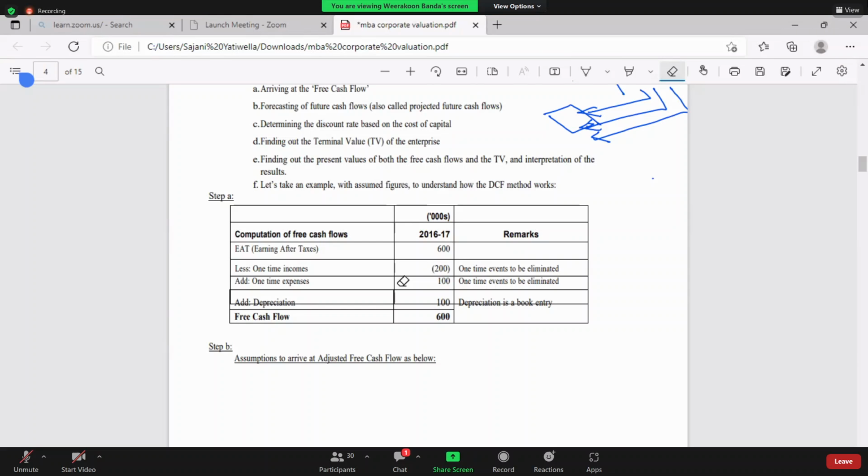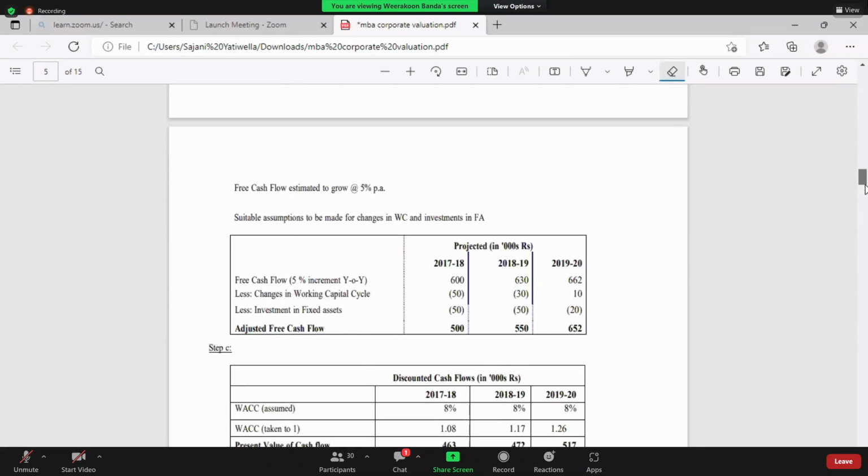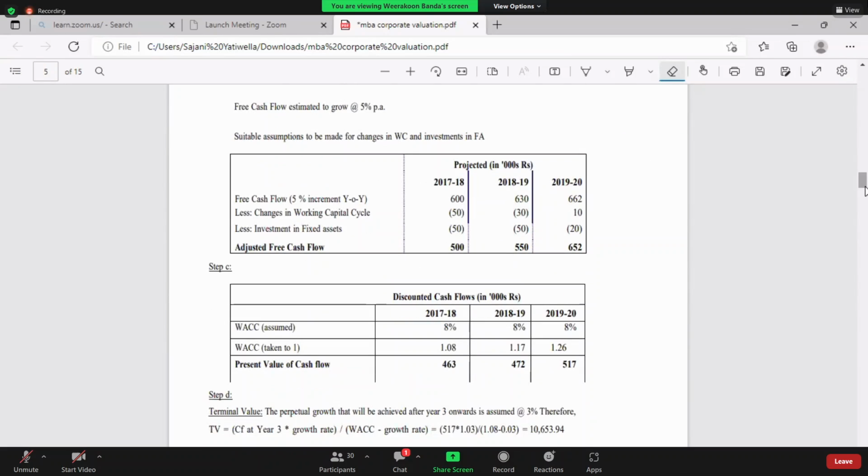Then free cash flow, we can estimate here. The other assumption is to arrive at adjusted free cash flow, as below. Then the projected years: 2017, 2018, 2019, 2020. The current period is 2016-17.